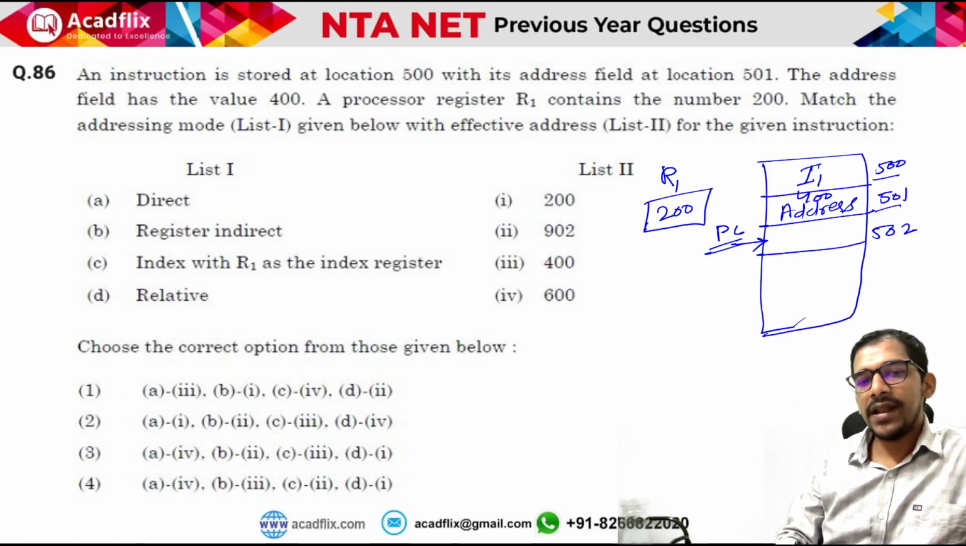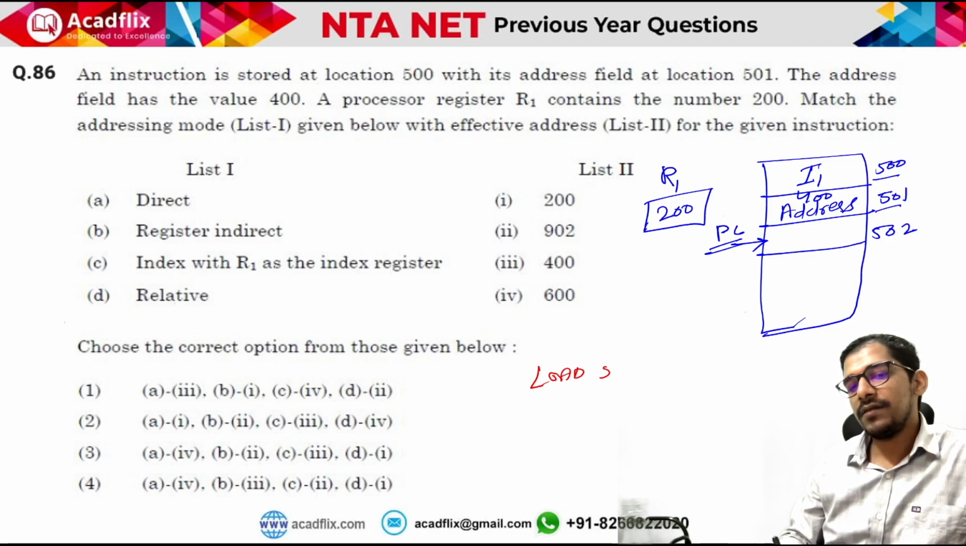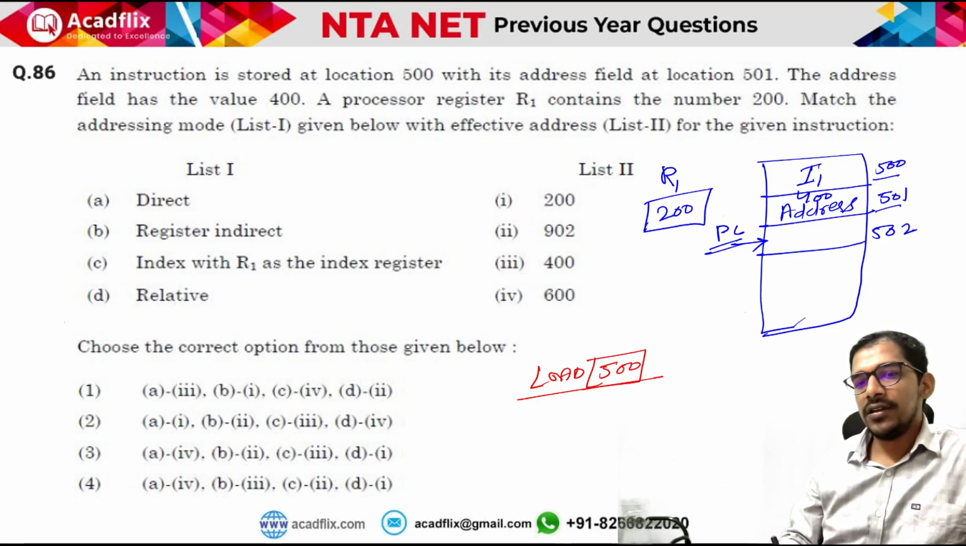Now when we talk about direct addressing mode, the address is given in the address part of the instruction. For example, load 500. This is the address part of the instruction which specifies the address of the operand. So when the address is directly given in the address part of the instruction, that is called direct addressing mode. This means that in direct addressing mode, the address of the operand will be 400.